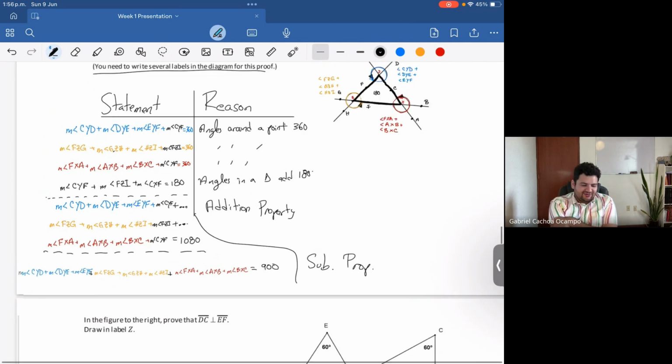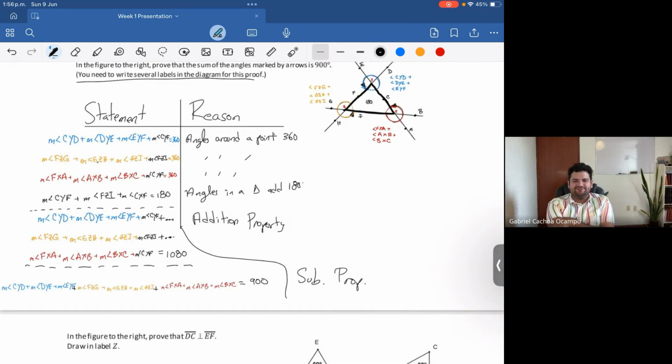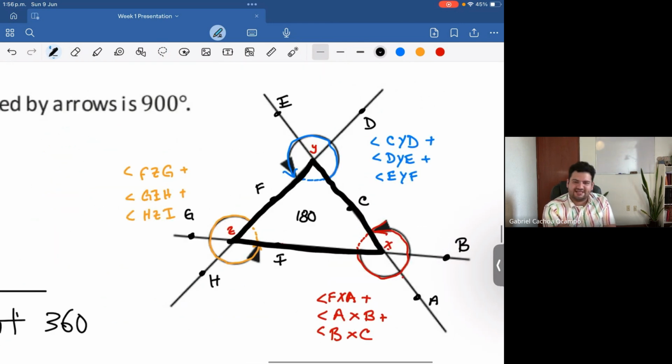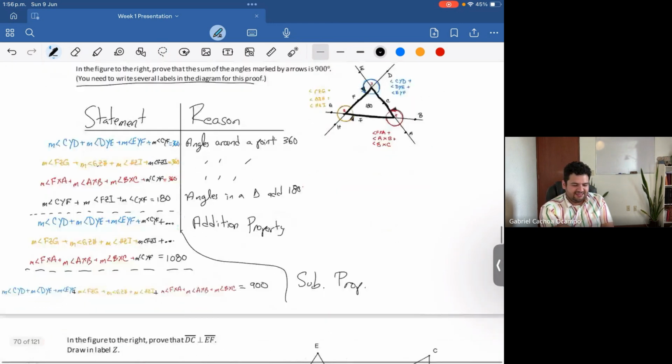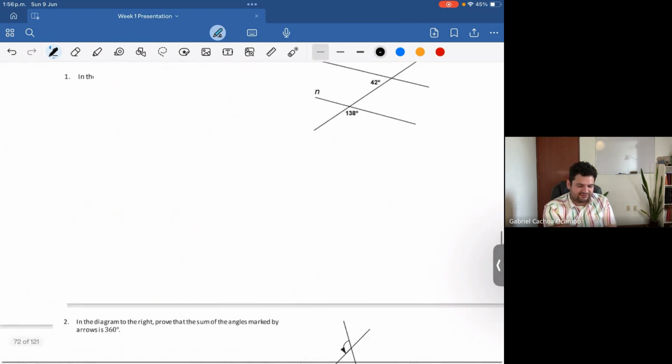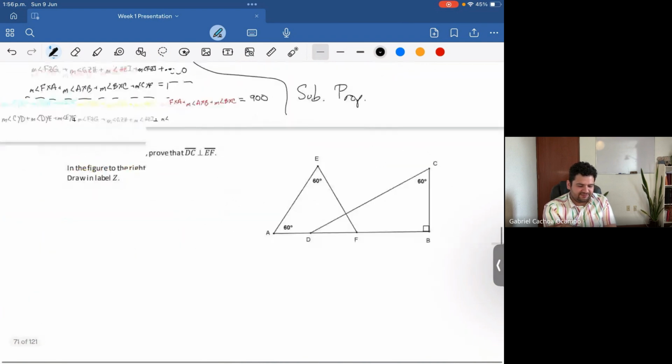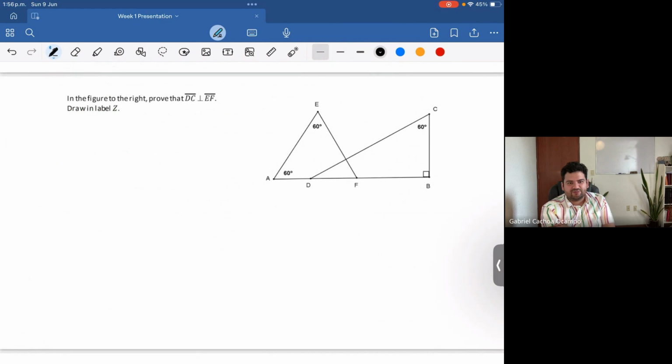Oof! Writing this was horrible, but it was interesting. I believe that if you got this idea, then you got everything. Don't worry. This was a very, very tough proof to write. Okay. Now, let's go for the next one.